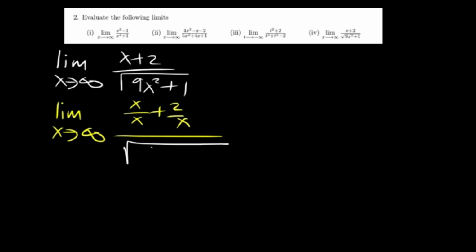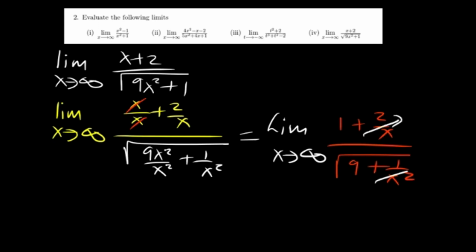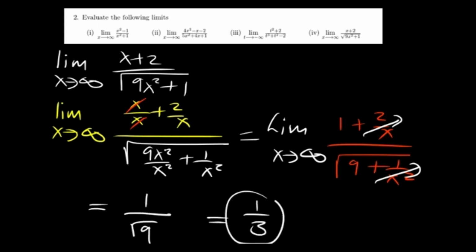Now we divide by x squared, 1 over x squared. So we have the limit as x approaches infinity of 1 plus 2 over x, over the square root of 9 plus 1 over x squared. So you can distribute the limit now. Every part where we have x as a denominator will be 0. So we have 1 on top remaining, and on the bottom we have the root of 9 remaining, which will eventually be 1 over 3 as a result. Simple and straightforward, right?